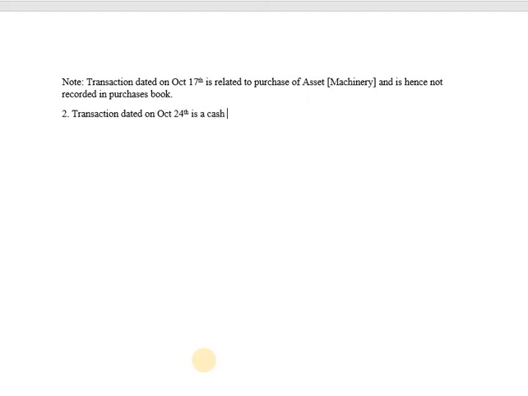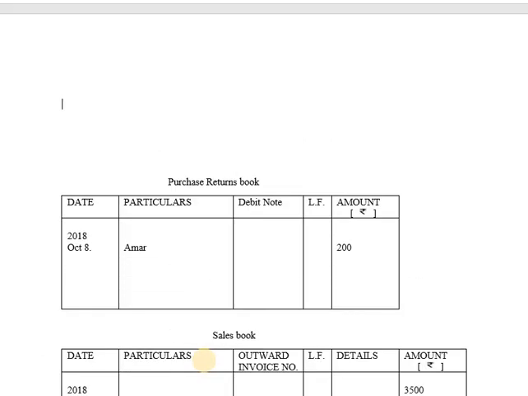is a cash transaction and is hence not recorded in sales book, क्योंकि ये सेल्स का ट्रांजैक्शन था इसीलिए हम it is not recorded in sales book लिख रहे हैं। अगर ये परचेजेस का ट्रांजैक्शन रहता तब हम क्या लिखते थे, transaction dated on so and so date is a cash transaction and hence it is not recorded in purchases book लिखते थे, अगर वो परचेजेस का ट्रांजैक्शन रहता तो। But as this is a transaction of sales, so we have recorded it as it is not recorded in sales book. कौन सी डेट पे था वो ट्रांजैक्शन?